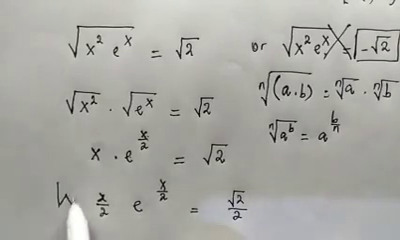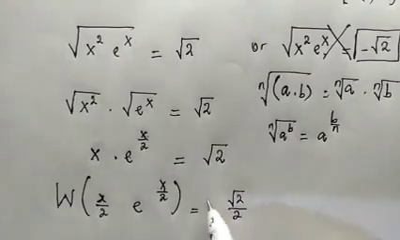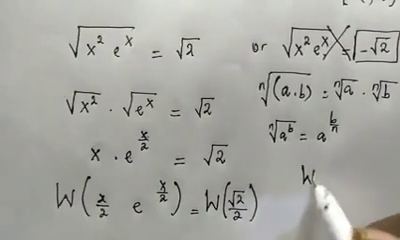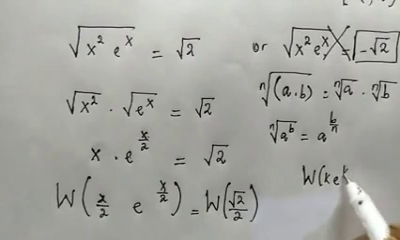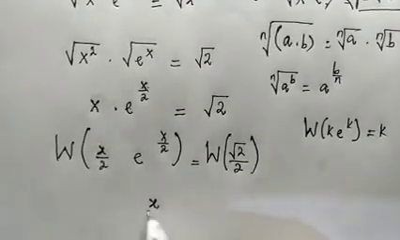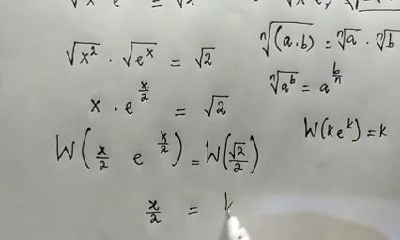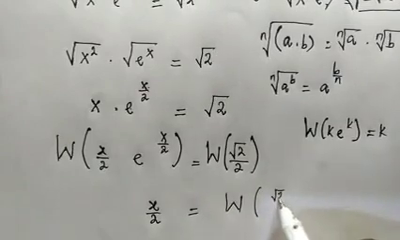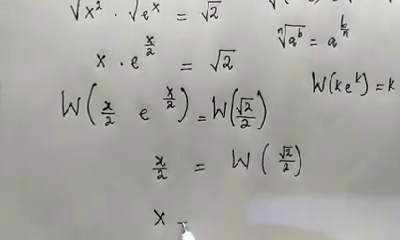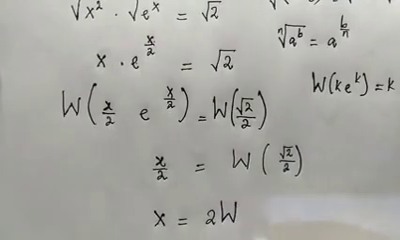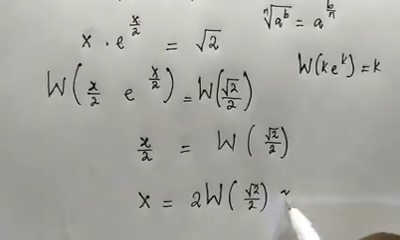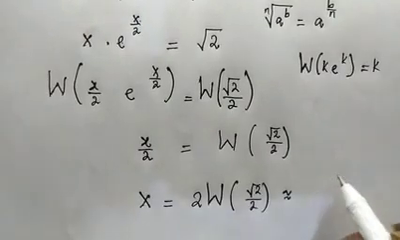Now we can take the Lambert-W function on both sides of this equation. You see, the left-hand side will simplify nicely. Take note, the W of k times e raised to the power of k simplifies to k. So the left hand side will simply simplify to x over 2. This is equal to the W of square root of 2 divided by 2. Multiply both sides by 2, we get x is equal to 2 times the W of square root of 2 divided by 2. And this gives us the right approximation to this equation, right?